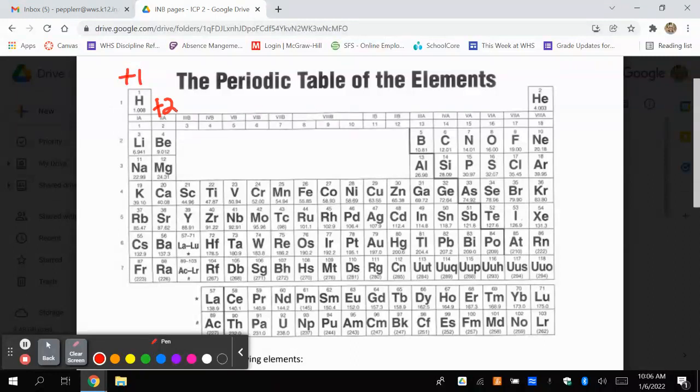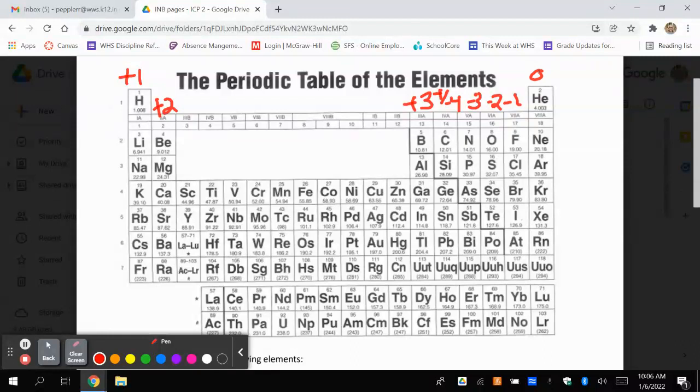For group 2, it is +2 charges. The transition metals, which are groups 3 through 12, vary, and we're going to focus on that tomorrow. Group 13 forms +3 charges. Group 14, this one's a little bit different. It can form plus or -4. Group 15 is -3. Group 16, -2. Group 17, -1. And then group 18 does not form ions.